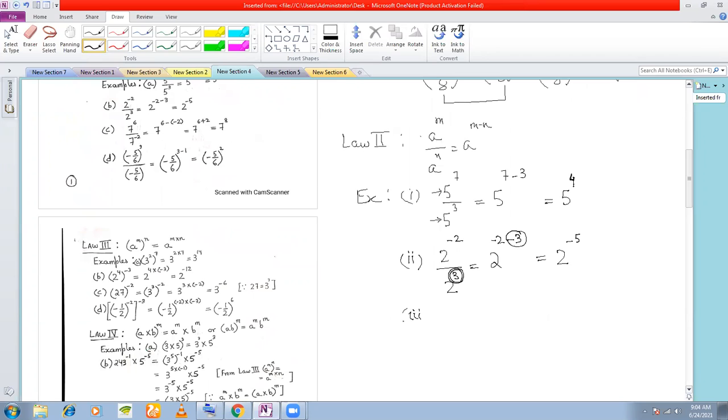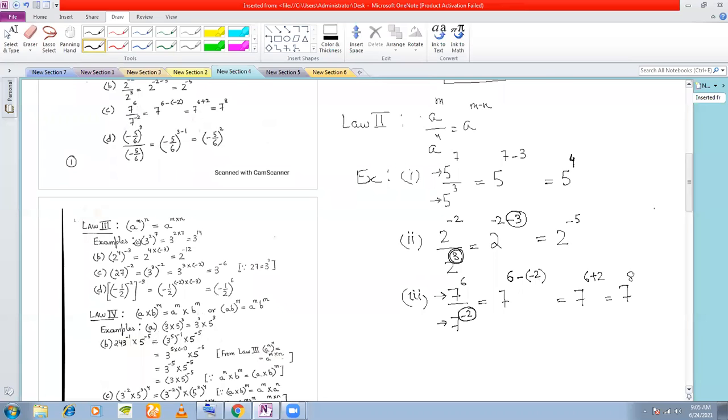Third is 7 to the power of 6 by 7 to the power of minus 2. Again, the bases are the same in the numerator and denominator. So we write the base and we write the power in the numerator as it is, and we subtract the power that is there in the denominator. What is the power in the denominator? Minus 2. So we get 7 to the power of 6 plus 2, which is 7 to the power of 8.